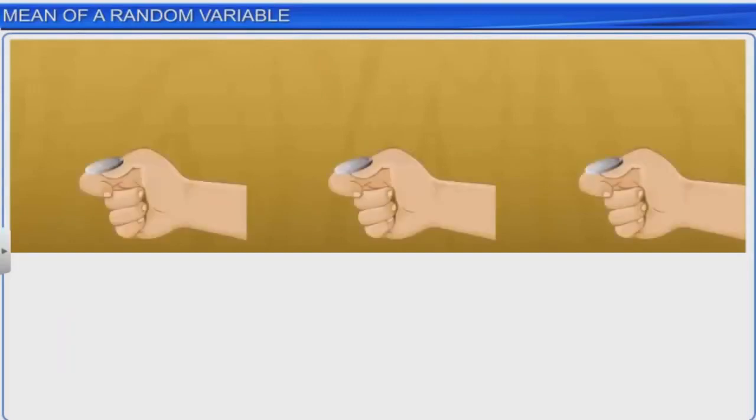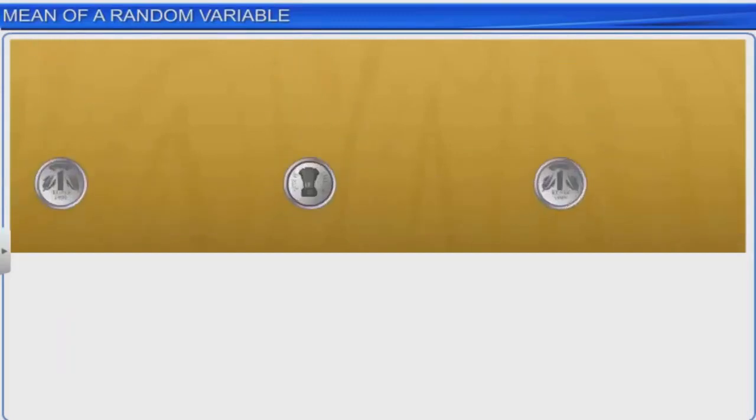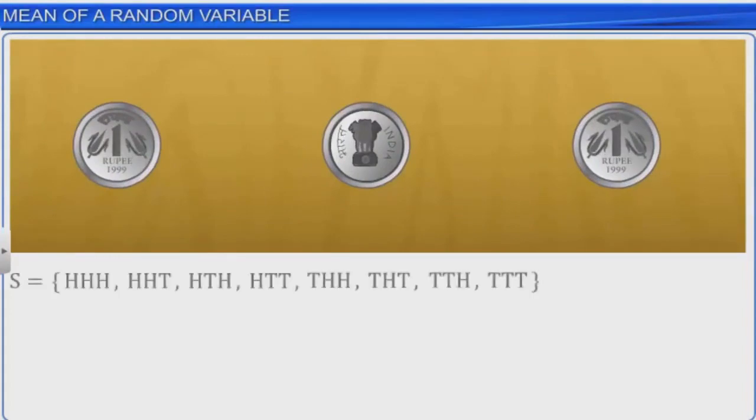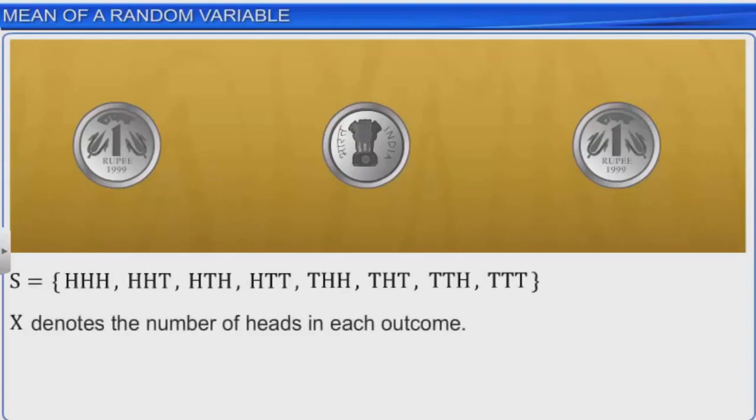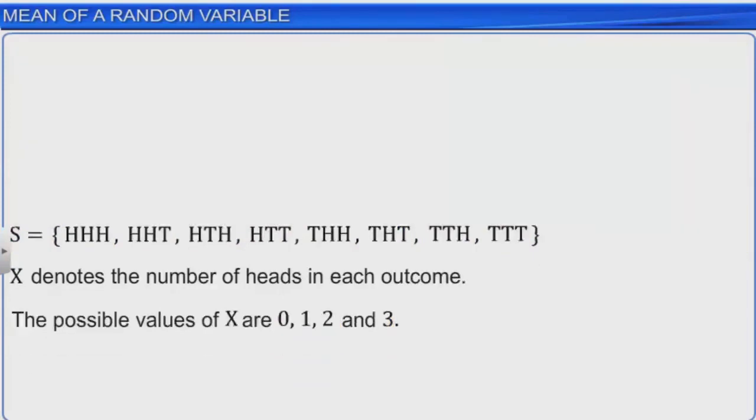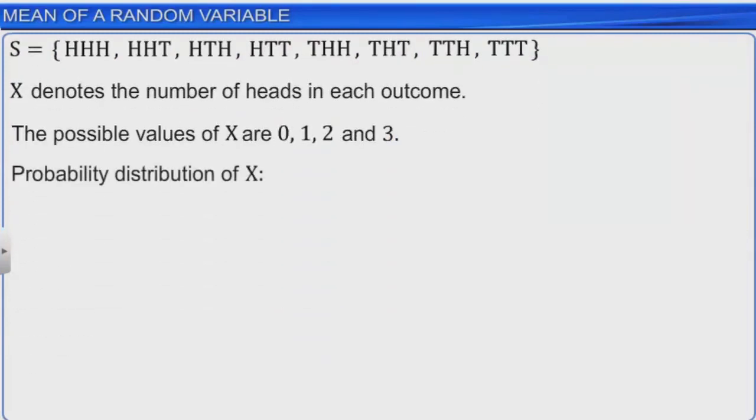Consider an experiment of tossing 3 coins simultaneously. The sample space associated with this experiment has 8 outcomes that are as shown. Let X be a random variable denoting the number of heads that appear in each outcome. From the sample space S, it is clear that the possible values of X are 0, 1, 2, or 3 heads. Therefore, the probability distribution of random variable X can be presented as shown here.